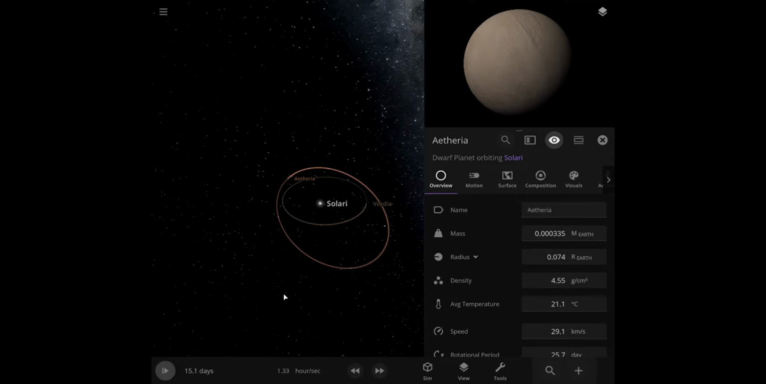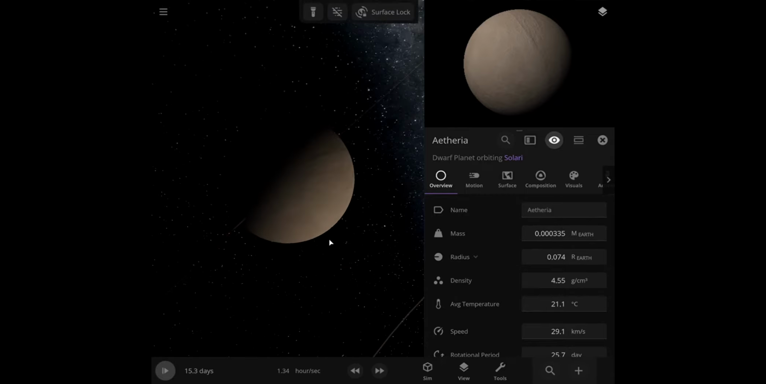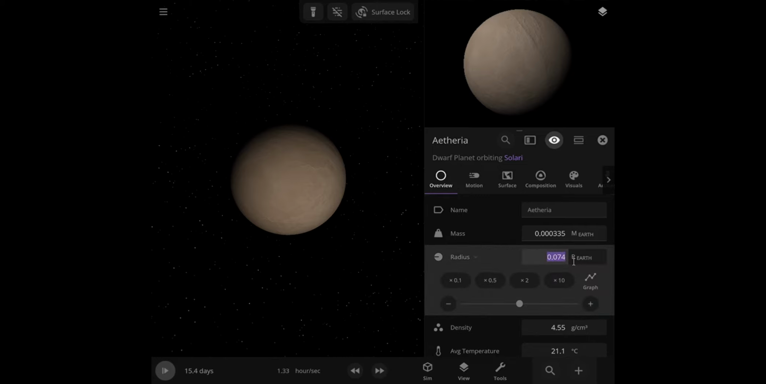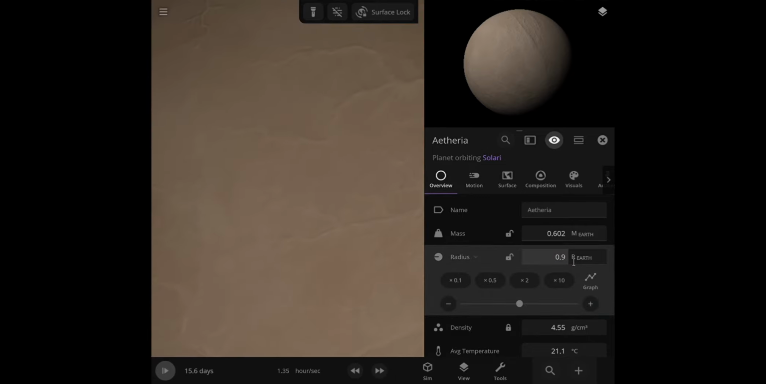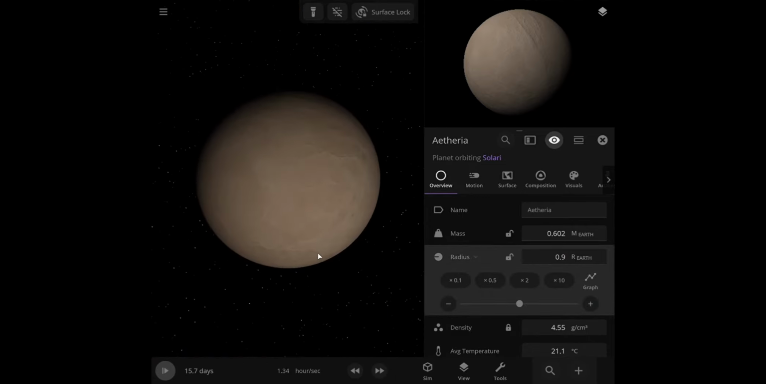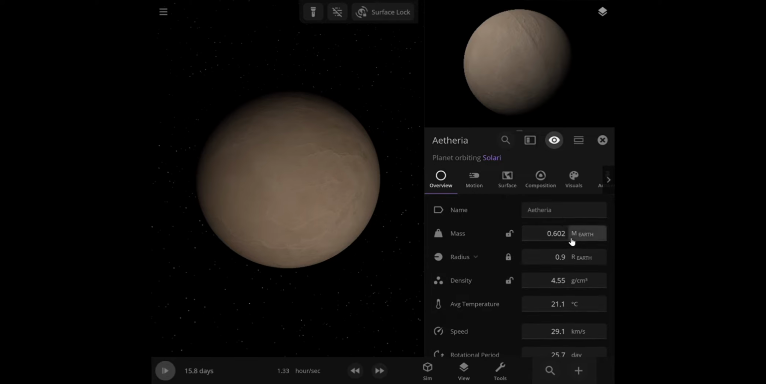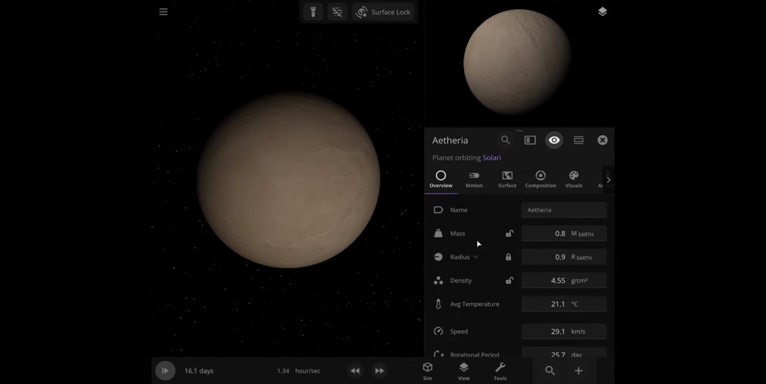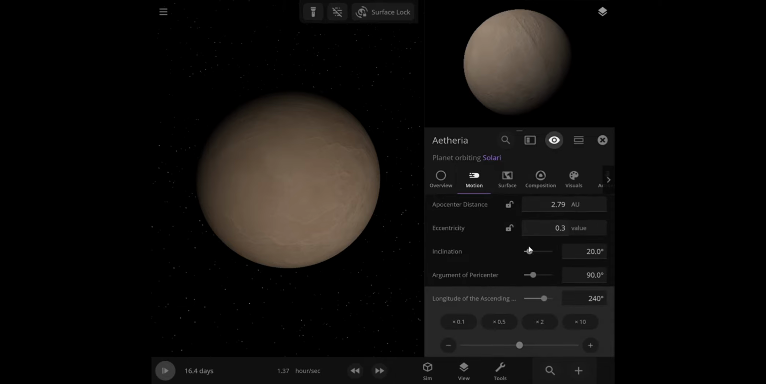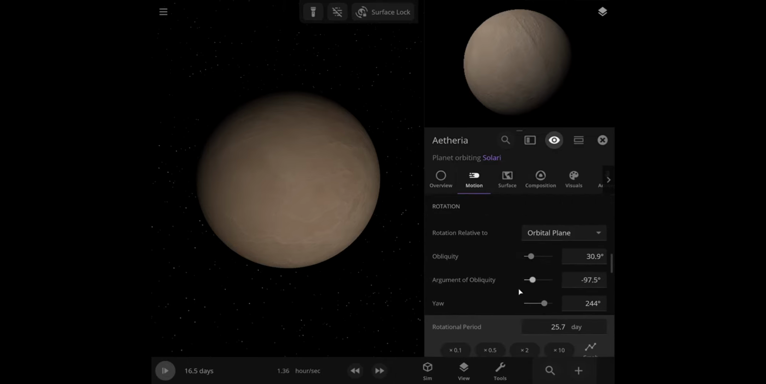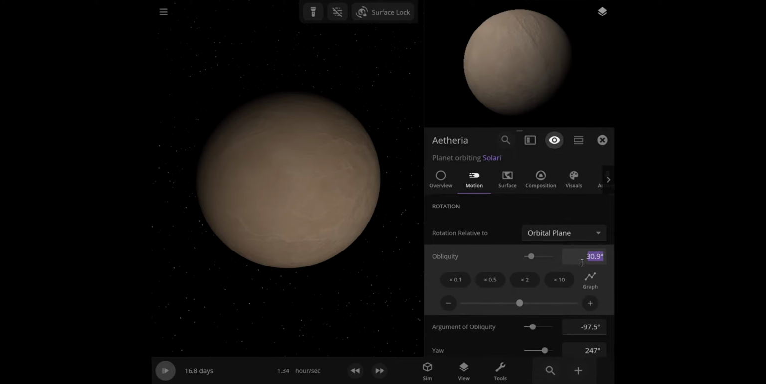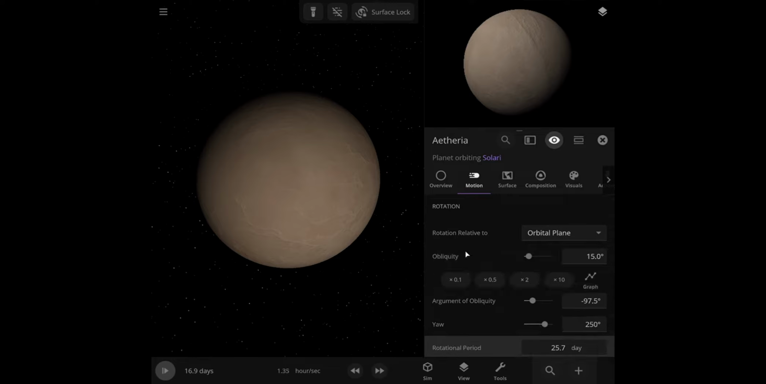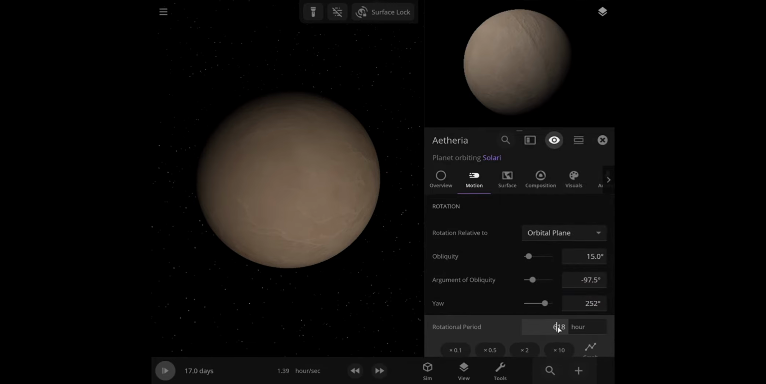Etheria. This planet is around 0.9 times the radius of the Earth, which means it's about 90% of the radius of the Earth, similar to Venus. And it has about 80% of the mass of Earth, also kind of like Venus. And it also has a slightly faster rotational period than Earth. But it orbits at a 15-degree tilt with an orbital period of 25 hours.